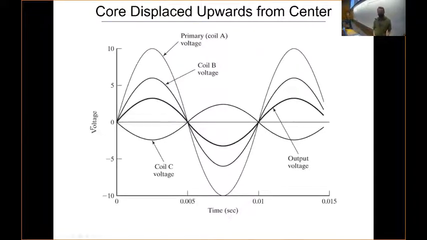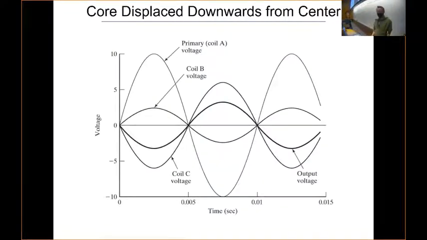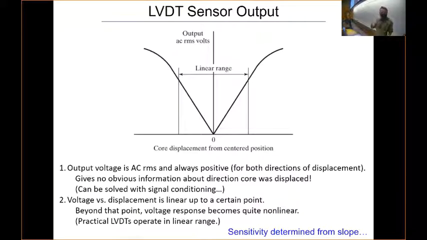And if we displace it in the other direction, more towards coil C, now coil C is higher magnitude than coil B, and they have destructive interference resulting in this output that's closer to the phase. It's in the same phase as C, but reduced in magnitude by whatever we're getting from B. So this is the output, and so AC root mean squared output.